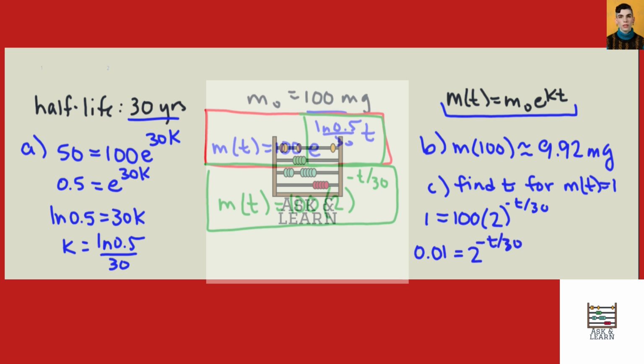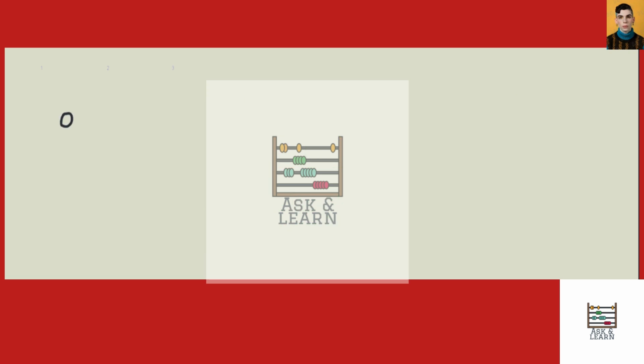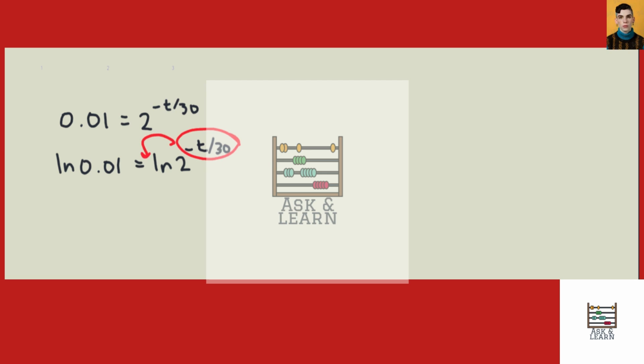We're going to make some more space here. So that was 0.01 equals 2 raised to the power of negative t over 30. We're going to take the natural log of both sides. And then we can use the power property of logarithms to bring that power down to the front. So now we have the natural log of 0.01 equals negative t over 30 times natural log 2.